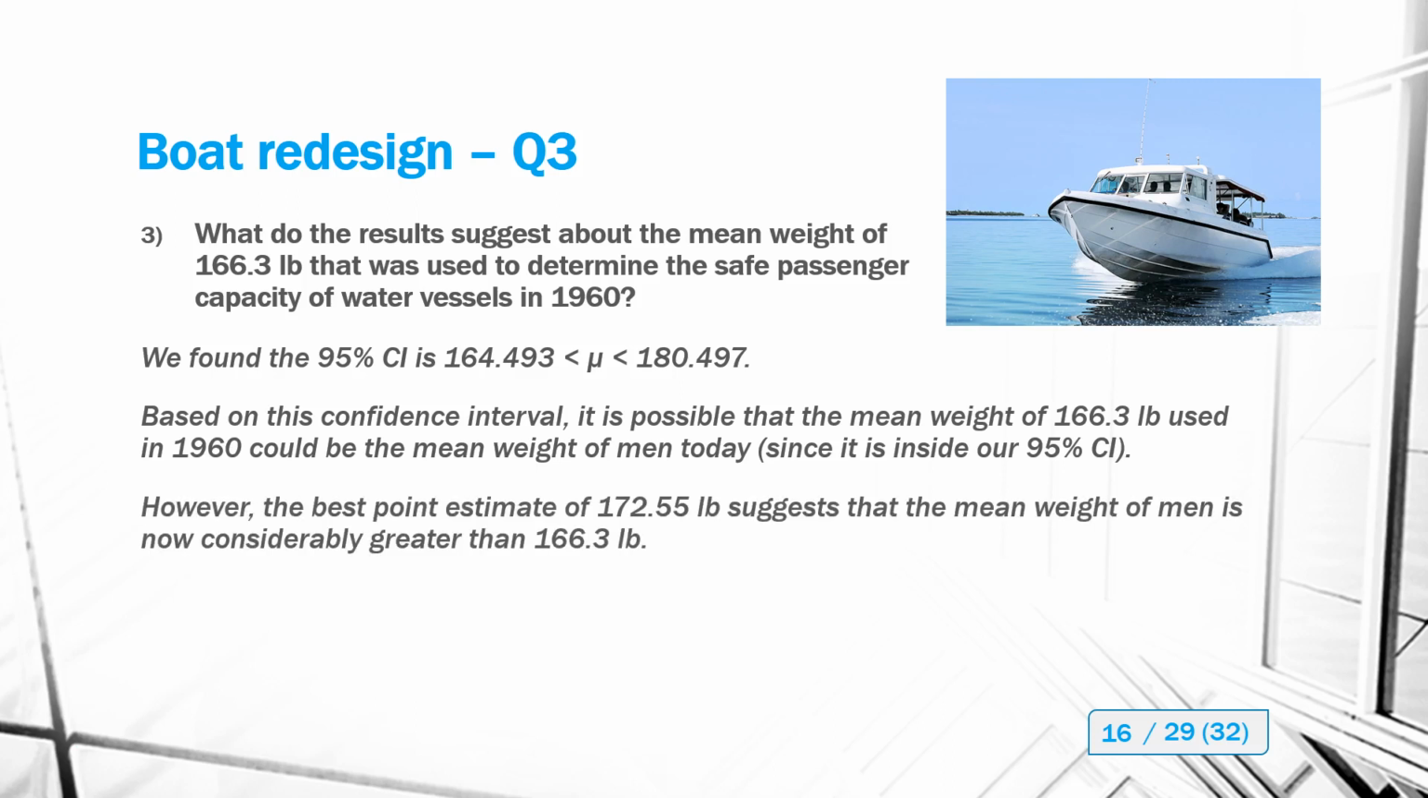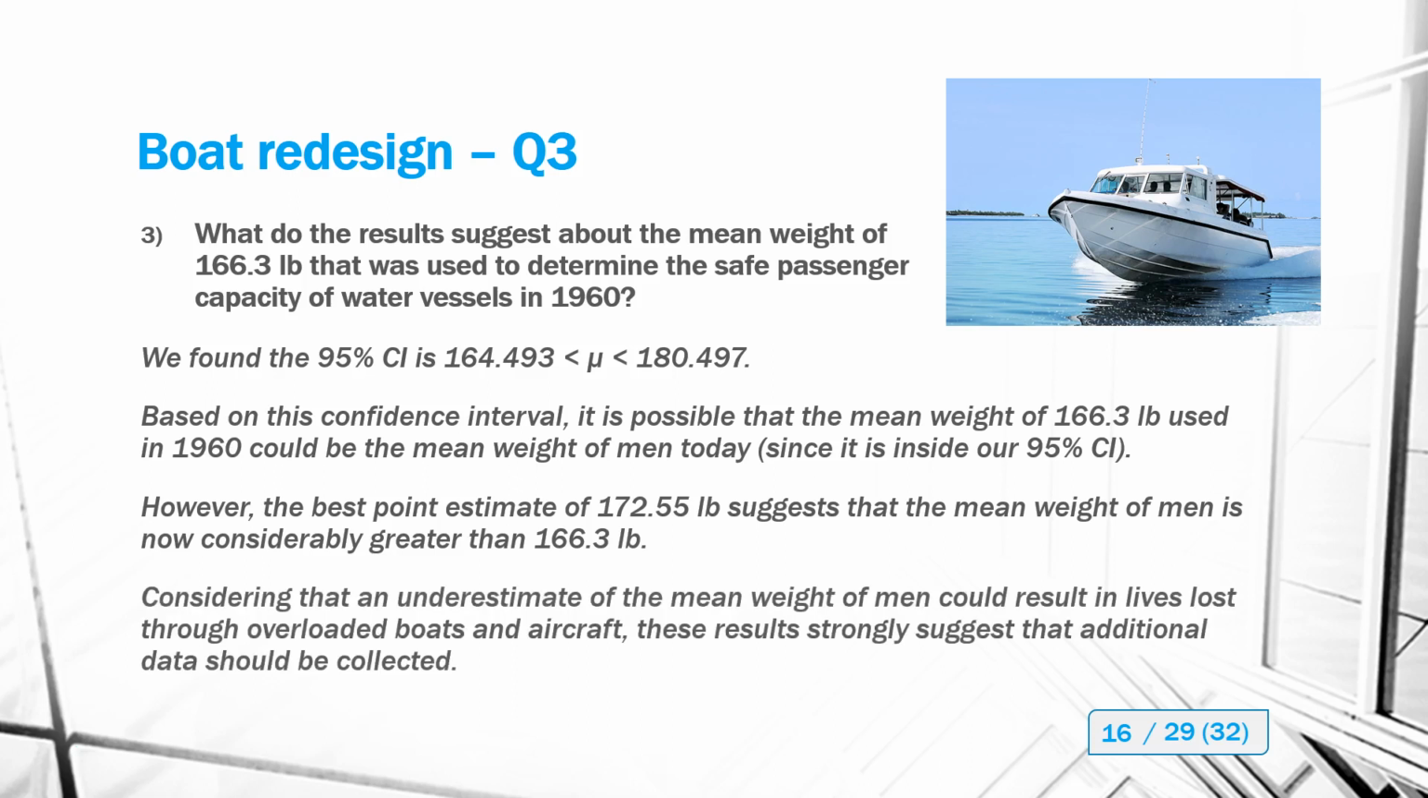That being said, our best point estimate, which is the sample mean, is also within this 95% confidence interval, and it's greater than 166.3, the value from back in 1960. So, considering that both of these estimates are located within our confidence interval, this suggests that what we really need to do is go back and get some more data. We don't have enough data to make an accurate conclusion about the need for redesigning boats.